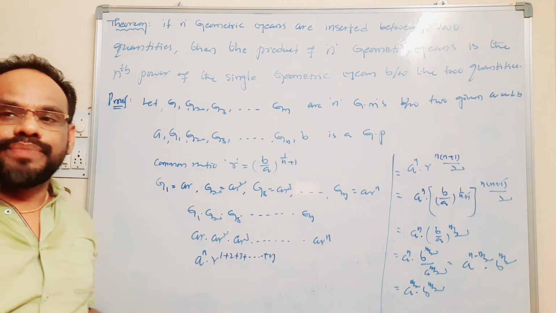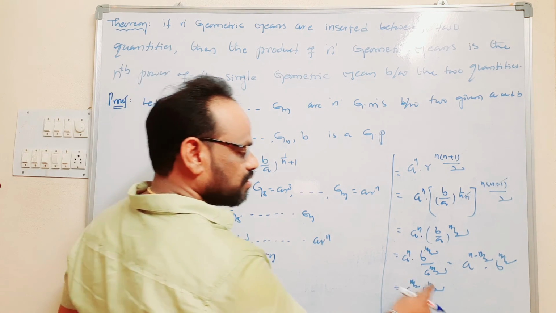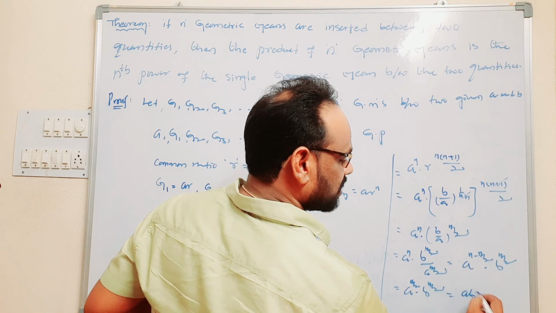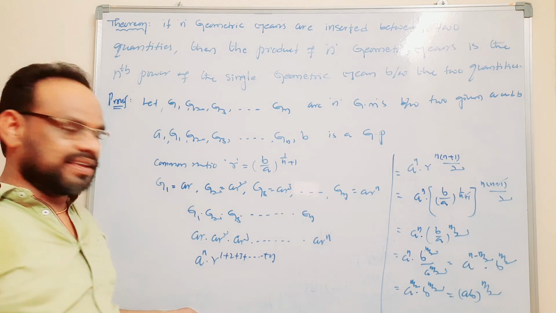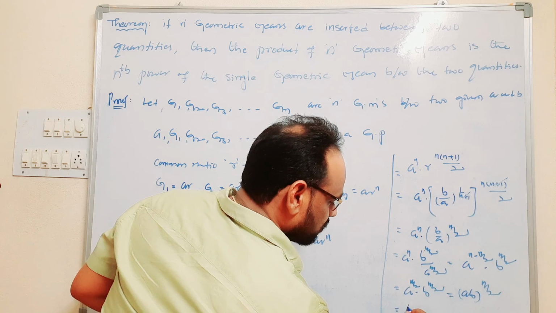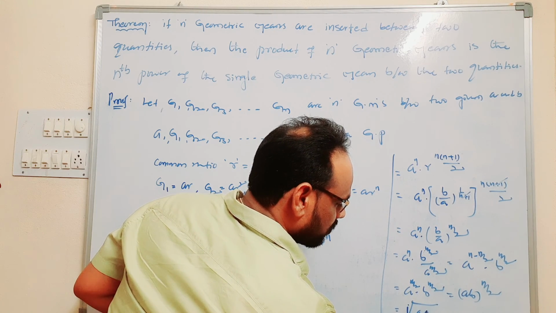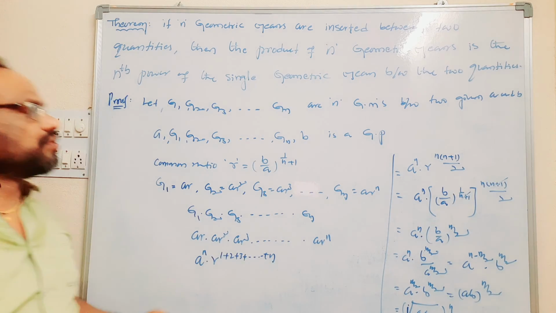A power m into B power m is equal to (AB) to the power m. So A power n by 2 into B power n by 2 can be written as (AB) to the power n by 2. This can be written as square root of AB, the whole to the power n.